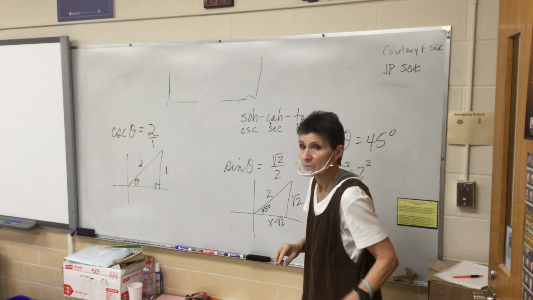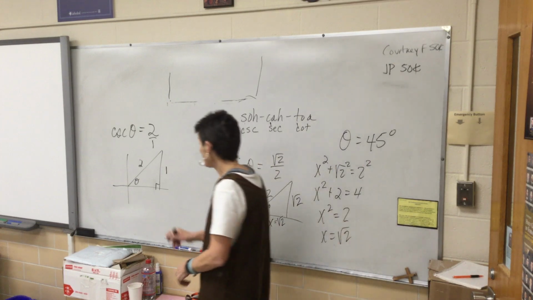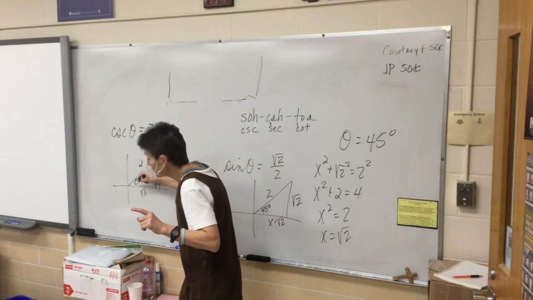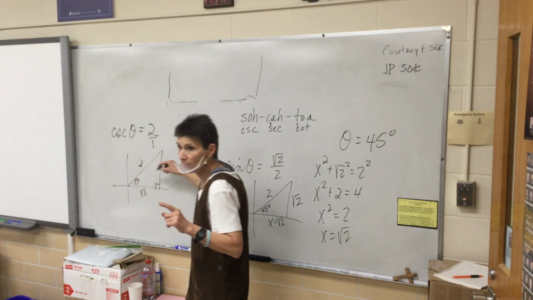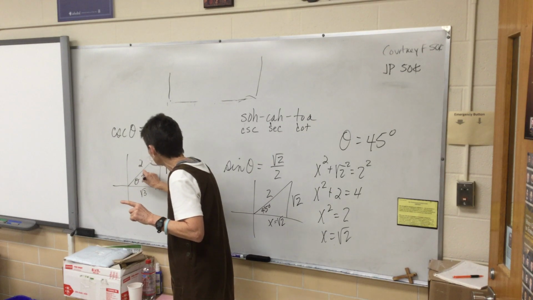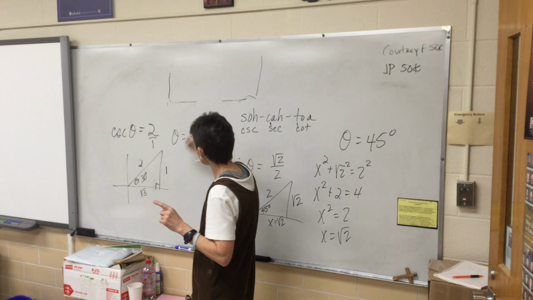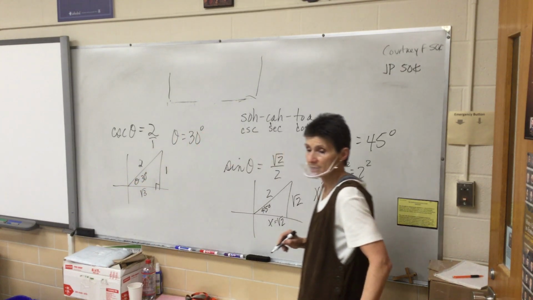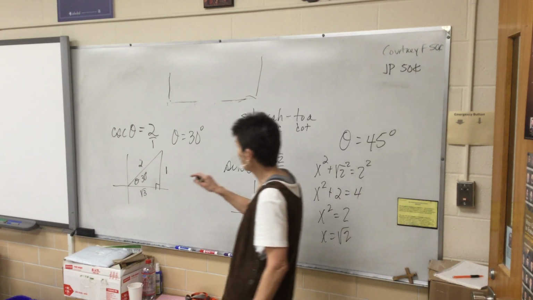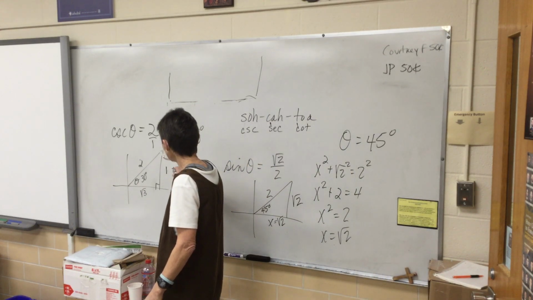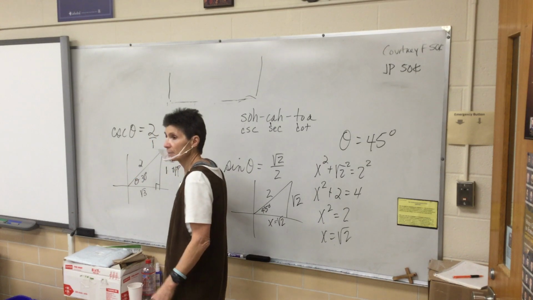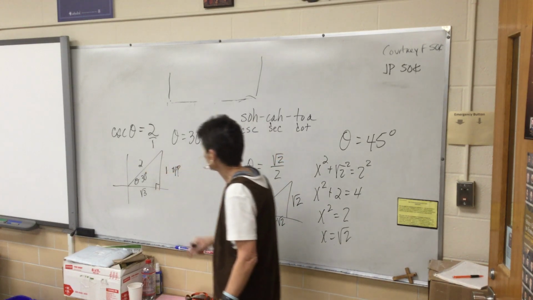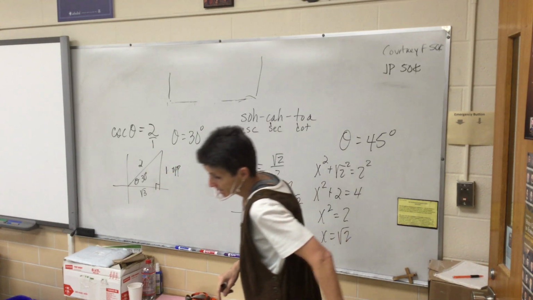So it's 6. So the other side is root 3. 60. No, it's across from the 1. Which one's across from the 1? 30. That's a 30. So this time our angle is 30 because we want the angle across from the 1. And we put the 1 there because that's the opposite side from the angle. And we needed hypotenuse over opposite. So the answer is 30.